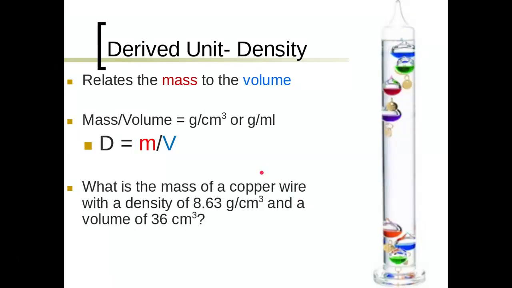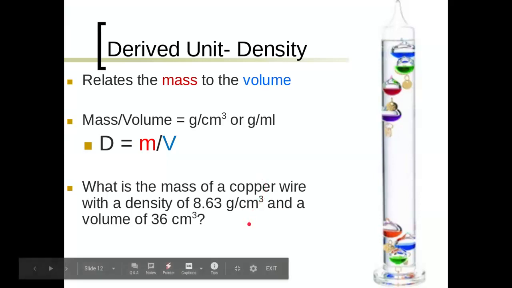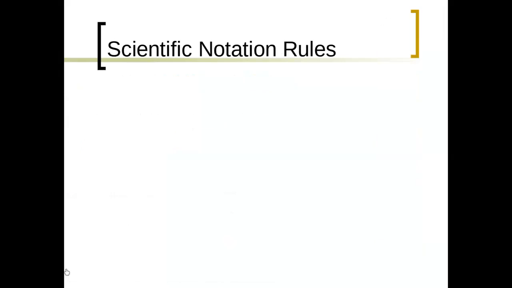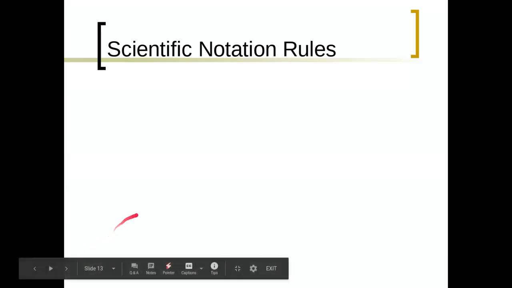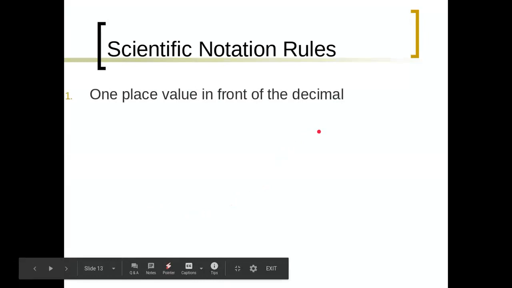What is the mass of copper wire with a density of 8.63 grams per centimeter cubed if it had a volume of 36 centimeters cubed? You should be able to solve that pretty simply, but we'll make sure we have that baseline. All right. Getting to our last couple of topics, scientific notation. Again, you should be good at this, but it always strikes me that we don't always teach the rules the same way.